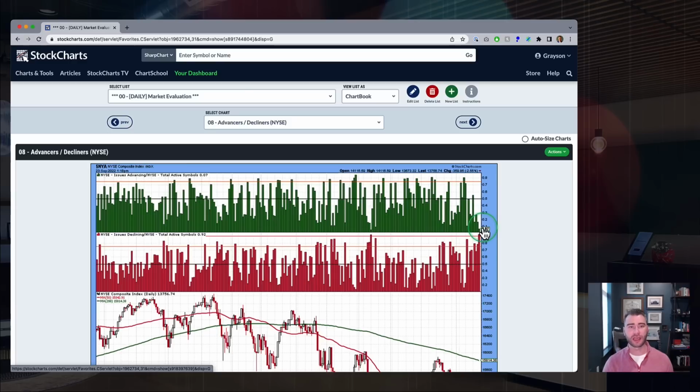So a nice look at how strong the market is, not just as a whole, not just the top number, is the market going up or is the market going down, but what percentage of stocks in that index are actually moving up or moving lower.